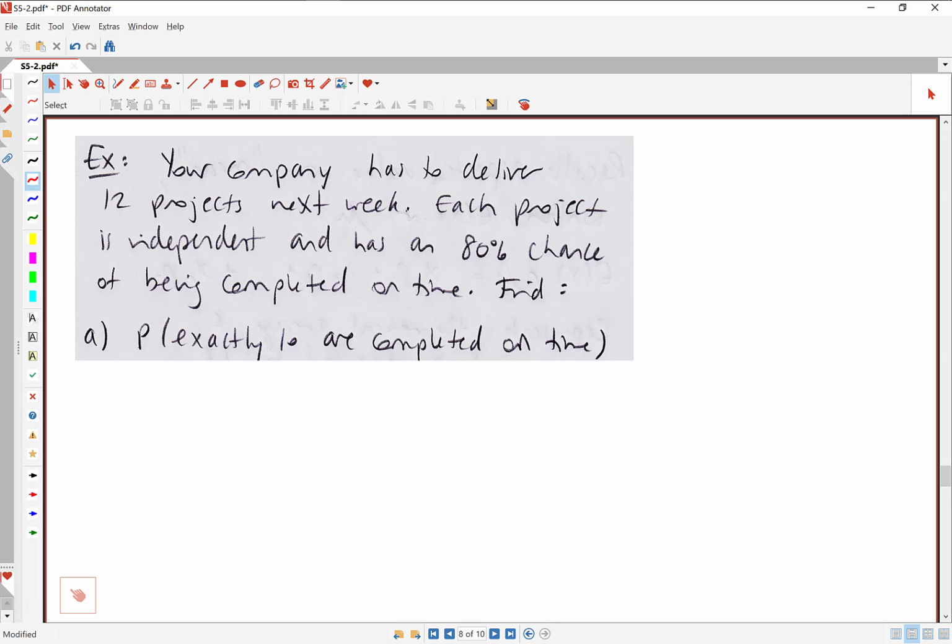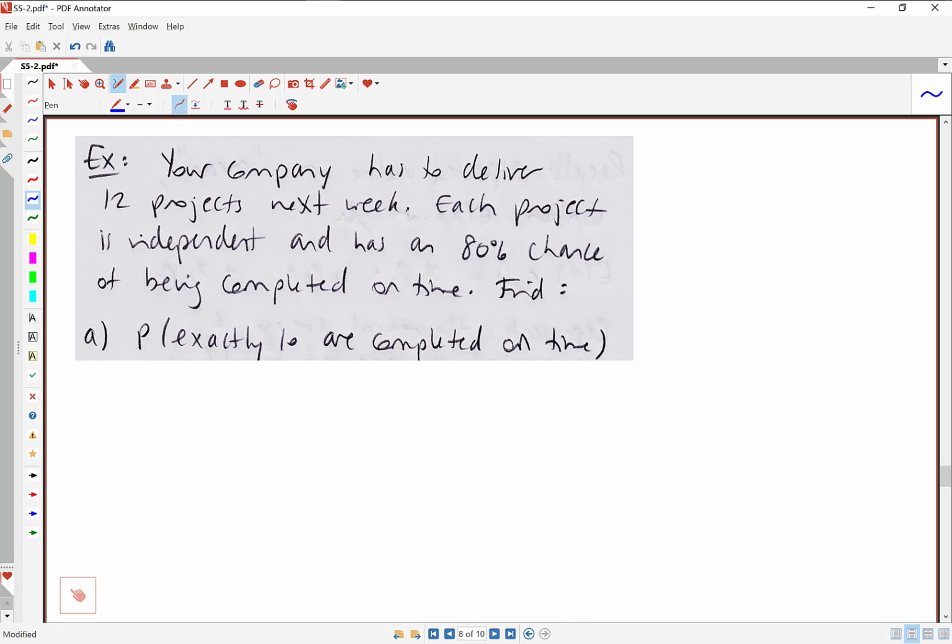So your company has to deliver 12 projects next week. Each project is independent and has an 80% chance of being completed on time. First thing we're going to do is find the probability that exactly 10 of these projects are completed on time.